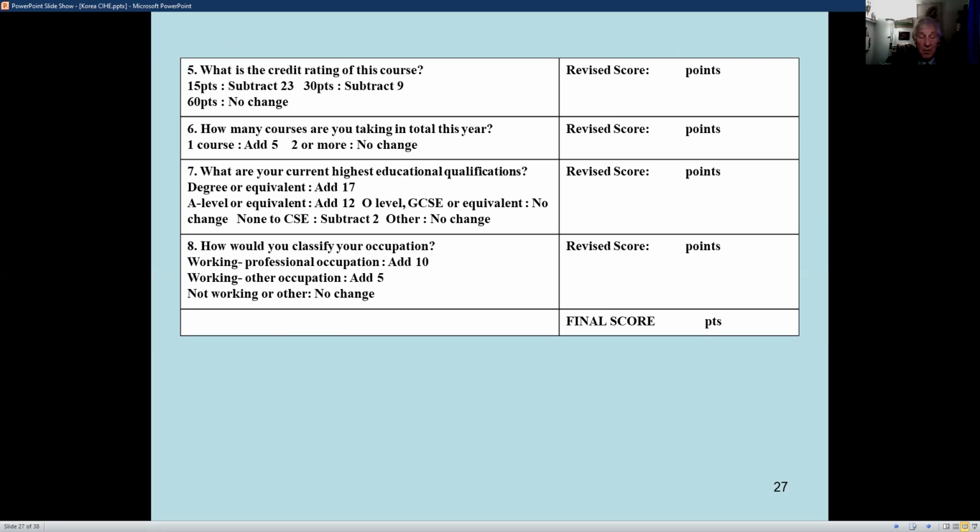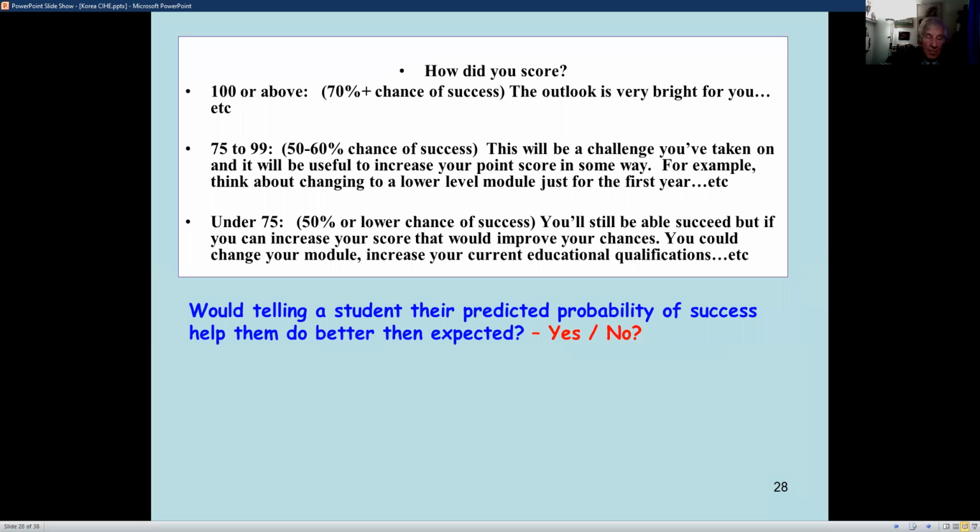Here's the second part of the questionnaire, which allows students to calculate their final score. I won't go through it in detail because the questions are quite specific to the Open University, but they cover the student's module choice, their previous education, occupation, and so on. And at the end of the questionnaire, the student can calculate their final score. The scoring was based on the predictive module.